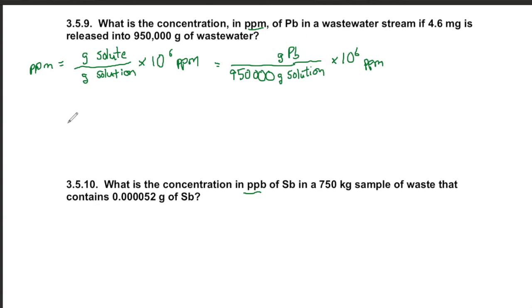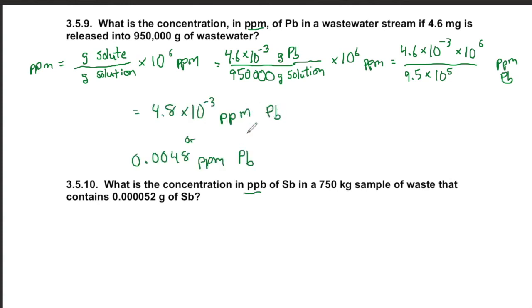The grams of lead isn't given to us directly. We have 4.6 milligrams of lead. So that is 4.6 times 10 to the negative 3 grams of lead. Let's go ahead and put that. So I just put this intermediate math, converting the denominator to scientific notation, if some people find it easier to see that way. But this should come out to be 4.8 times 10 to the negative 3 ppm of lead, or you can also write it in regular notation, 0.0048 ppm of lead.